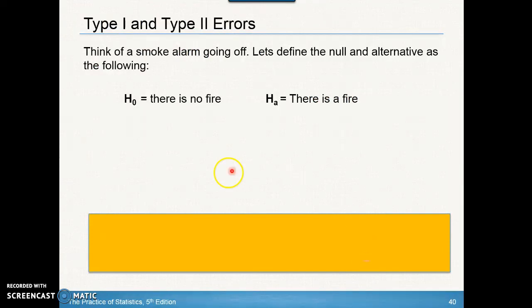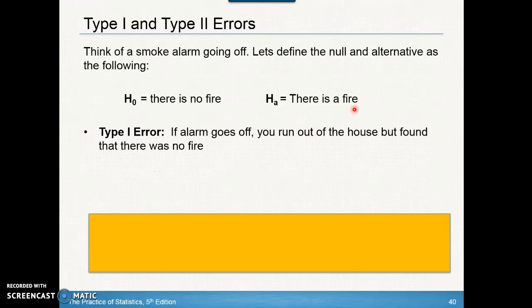Let's say that we're going to think about a smoke alarm going off. Let's say the null is that there is no fire. The alternative is that there is a fire. Okay, now what does a type 1 error look like? Remember, a type 1 error is that the null is true, so there is no fire, but we are rejecting it, so we're getting rid of it. There is actually no fire, but we think there's a fire.